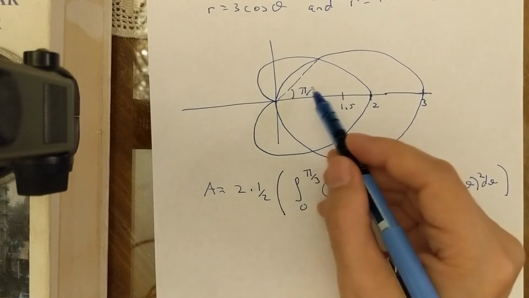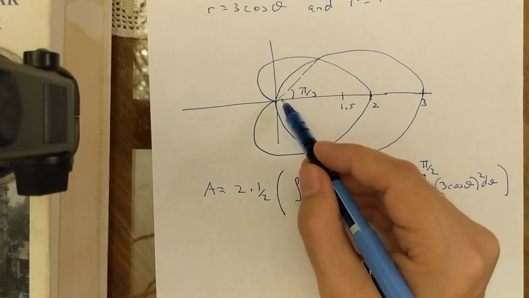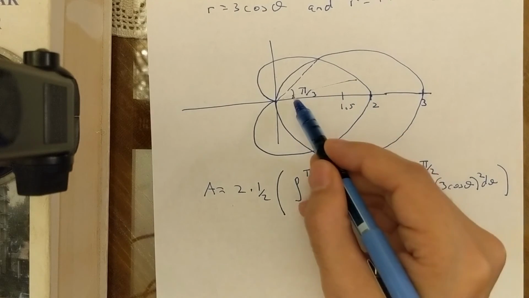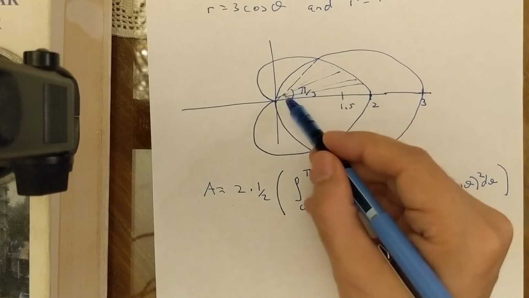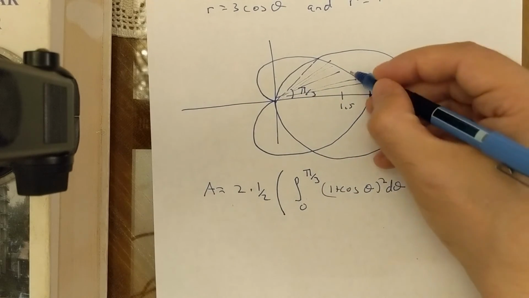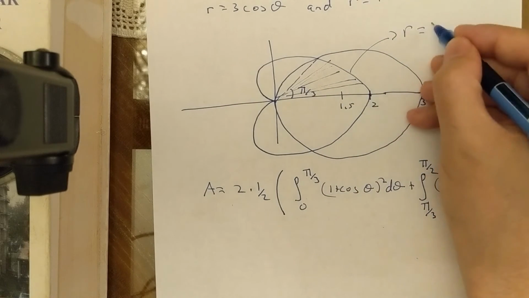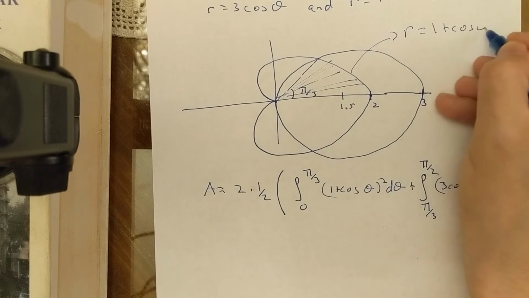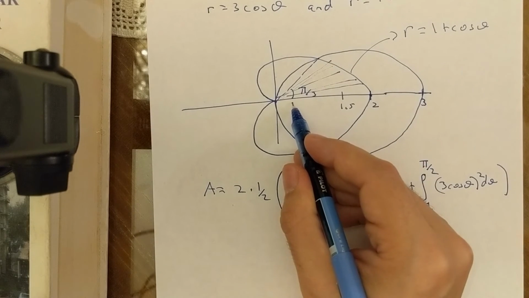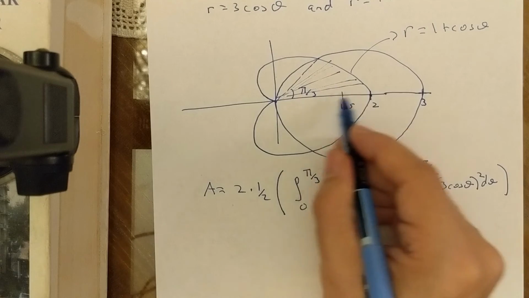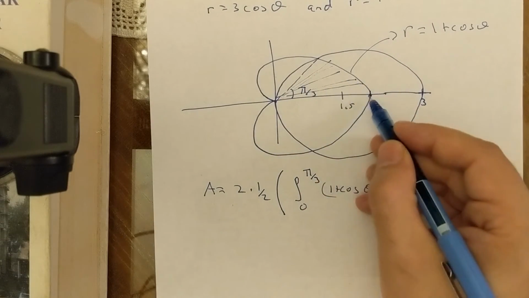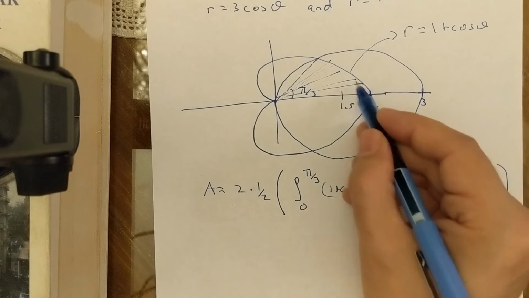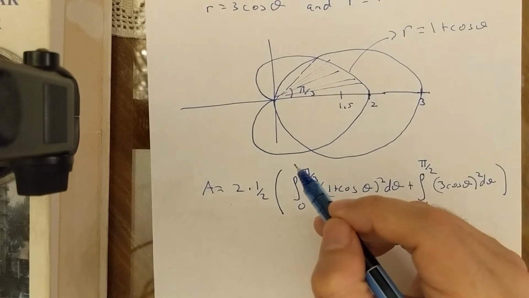When we're sweeping, I want the area inside both of them. So think about this. I'm sweeping with these rays, okay? And what are the rays touching? They're touching the curve r equals 1 plus cosine theta when theta is between 0 and pi over 3. You see, again, just draw the real rays out, okay? And they are touching not the circle, but the cardioid, okay?